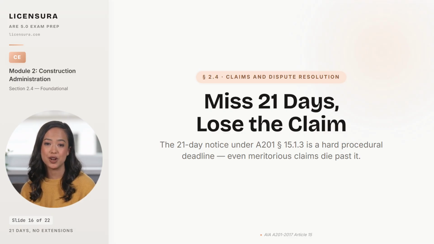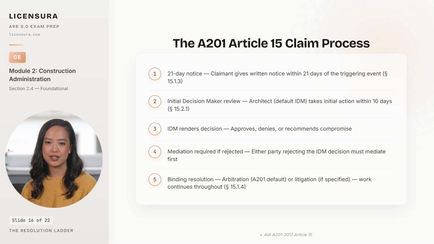5 steps run from notice through binding resolution. Walk them in order so the architect's role at each step stays clear. Step 1, the claimant, owner or contractor, gives written notice within 21 days of the event giving rise to the claim per A201 Section 15.1.3. The notice is the procedural prerequisite, and a late notice fails the claim before anyone reads the merits.